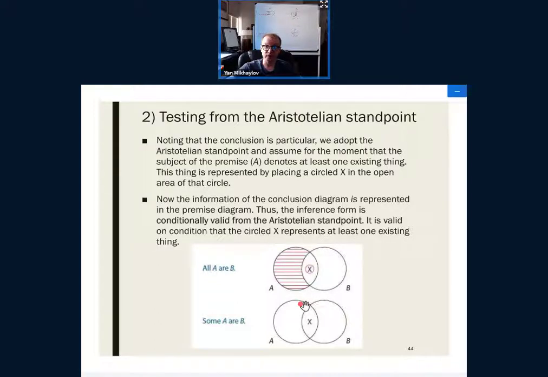What's the condition of that? The condition is your A class must exist. Note in this case we will never know because it just says all A are B. What is A? We don't know. So it will just be conditionally valid.